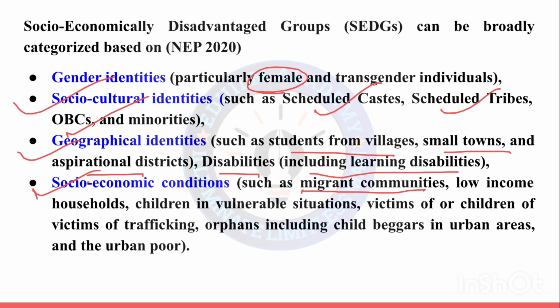And socio-economic conditions such as migrant communities, low-income households, children in vulnerable situations, children of victims of trafficking, often including child beggars in urban areas and the urban poor.